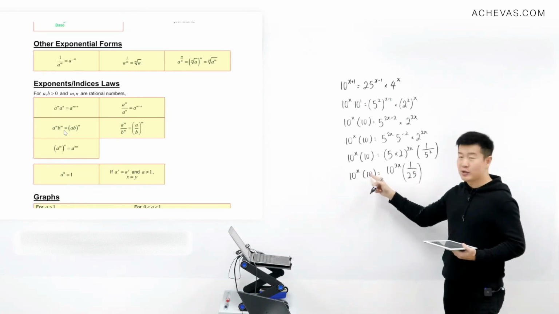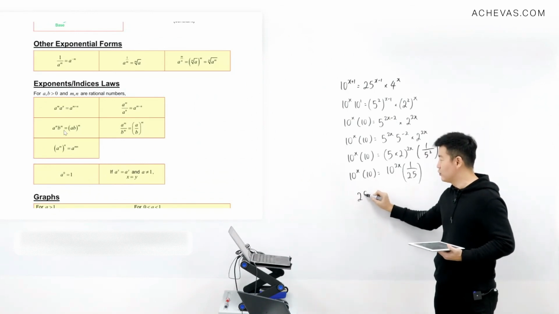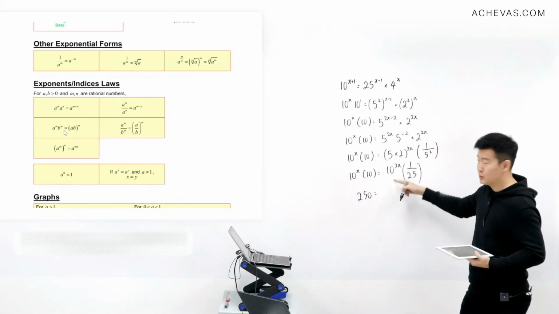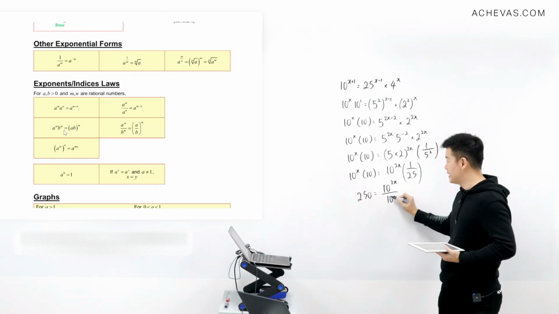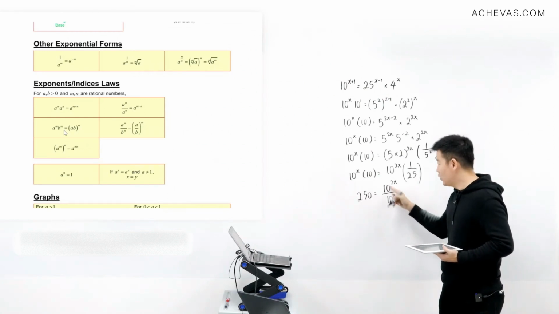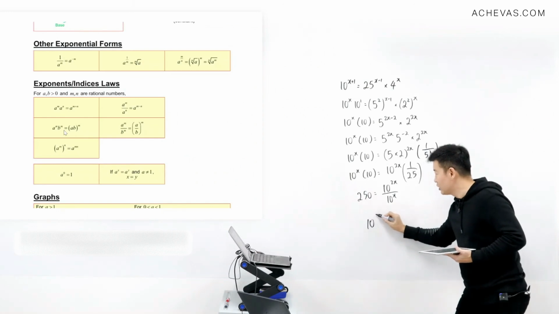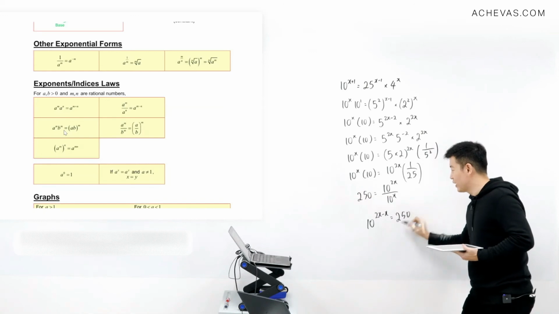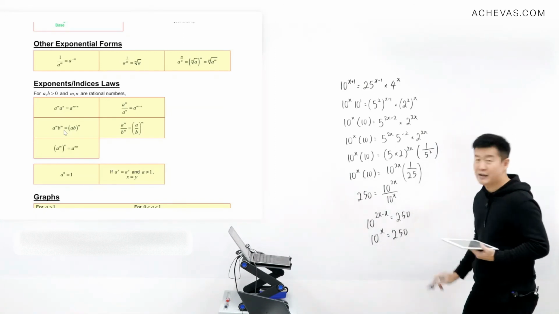I'm going to multiply 25 across to the other side. So 25 times 10, this gives me 250. And this 10 to the power of x, I'm going to divide it across to the other side here. We have 10 to the power of 2x divided by 10 to the power of x. And now for this, since they share the same base, I can rewrite this as 10 to the power of 2x minus x. This is equal to 250. So 10 to the power of x, now this is equal to 250.